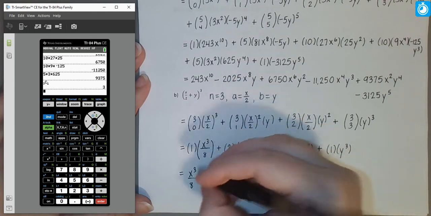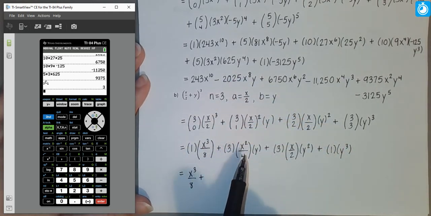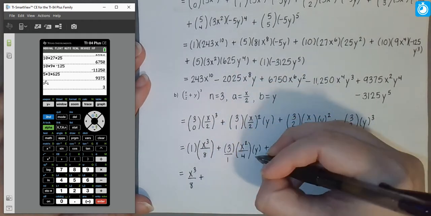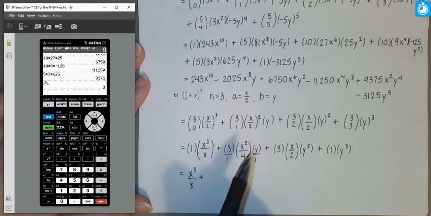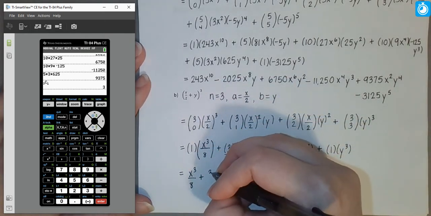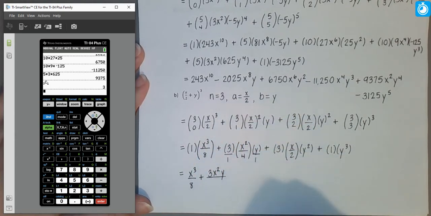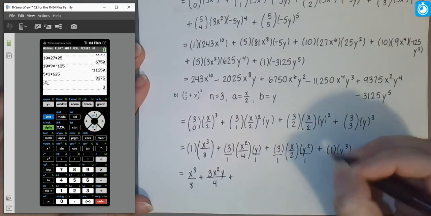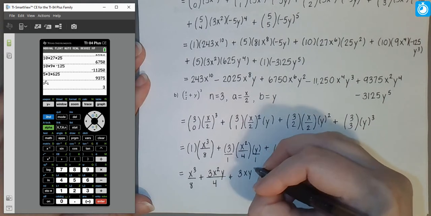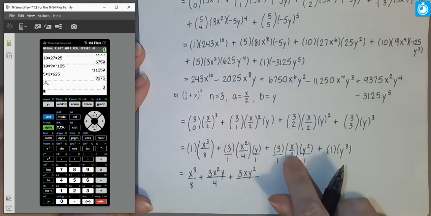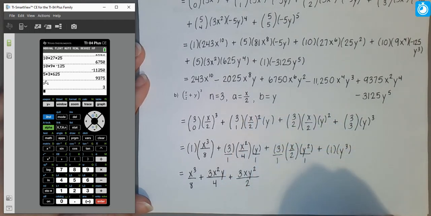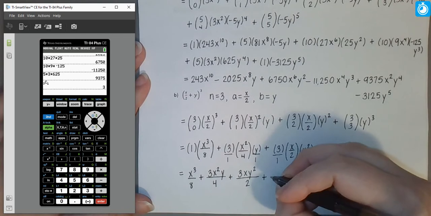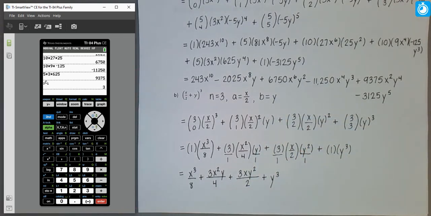Now the next one, we have a 3 times x squared over 4 times y. So if it helps, think of the 3 as being over 1, think of the y as being over 1, and then we just multiply the numerators and denominators straight across. So that's going to be 3x squared y over 1 times 4 times 1, which is 4. Same kind of thing for the next term. So think of it as 3 over 1. Think of it as y squared over 1. So our numerator is going to be 3 times x times y squared over 1 times 2 times 1, which is 2, plus our last term, which is 1 times y cubed, which is y cubed. So that would be our expansion in that case.